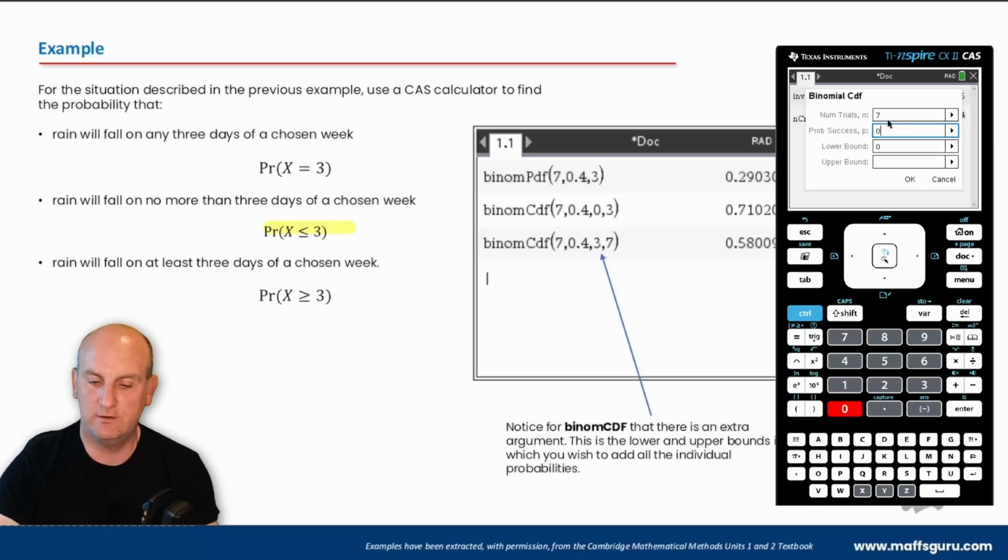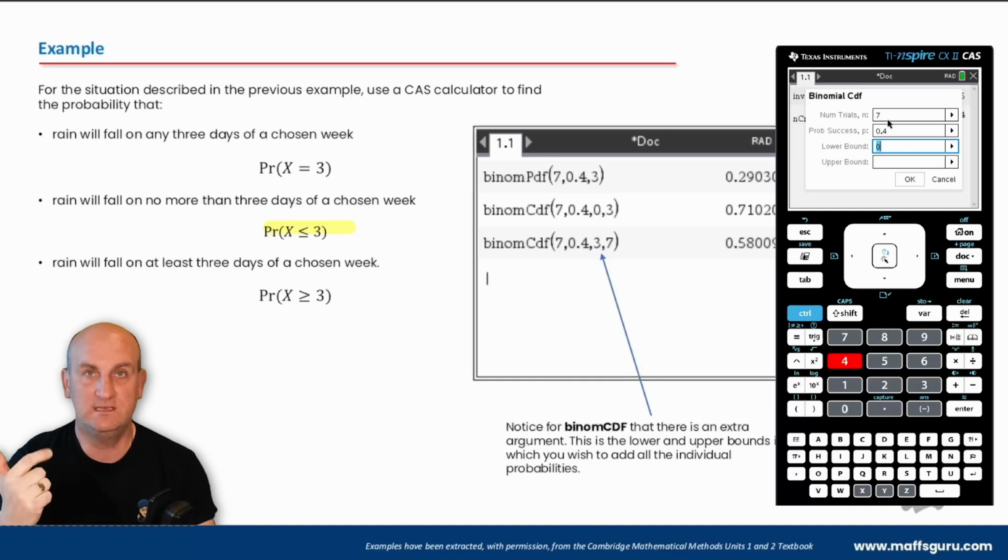Probability of success is 0.4. Lower bound. Well, because we're looking for the probabilities that are less than or equal to 3, we're looking to take the probability of 0, probability of 1, probability of 2, probability of 3, and add those all together. So my lower bound is actually 0. My upper bound in that situation would be 3.